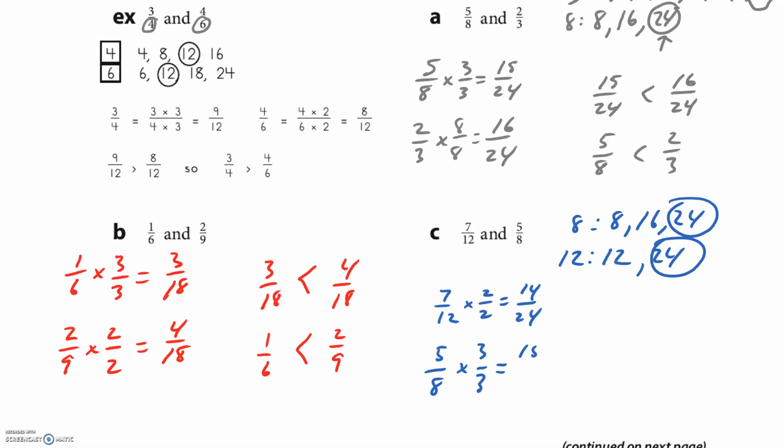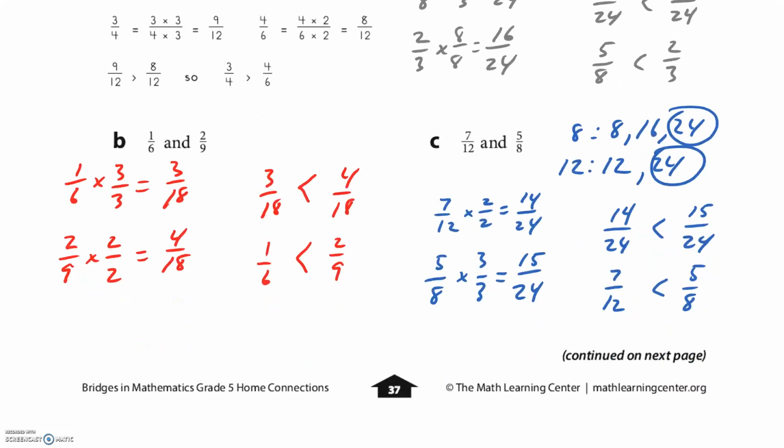3/3 gives 15/24. So they're making them all really close, aren't they? I know it's weird. They're all smaller on this side. 14/24 is smaller than 15/24. Therefore, 7/12 is smaller than 5/8. Bam. Okay. All right, let's keep going.